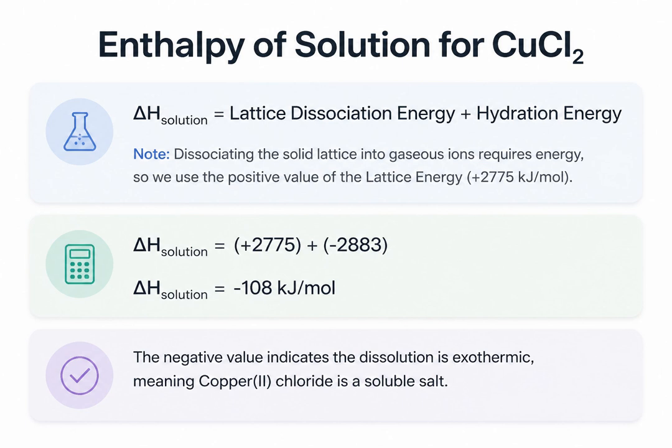Because we are breaking the lattice, we must reverse the sign of our lattice energy to positive 2775. We add this to the given hydration energy of negative 2883. The result is negative 108 kilojoules per mole. Because the overall enthalpy of solution is exothermic, it predicts that copper-2 chloride is a soluble salt.